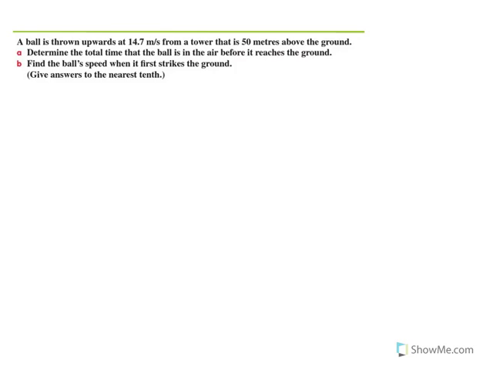Okay, this next example is the last example I'm going to be doing. A ball is thrown upwards at 14.7 metres per second from a tower that's 50 metres above the ground. Determine the total time the ball is in the air before it reaches the ground. There's a couple of things you've got to be careful of here. Here's our tower, the ball goes up and comes down, hits the ground. You've got to be careful of where your 0 point is, where you're starting, and it's usually easy if you take that as your 0.